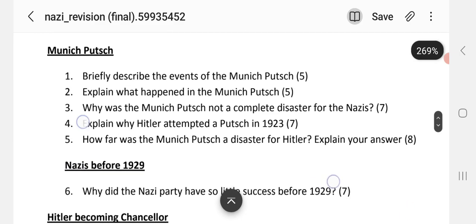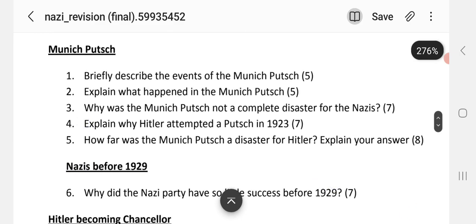So from section 2, which is all of Hitler, we've got a few questions on the Munich Putsch. Briefly describe the events of the Munich Putsch, 5 marks. Explain what happened in the Munich Putsch, 5 marks. Why was the Munich Putsch not a complete disaster for the Nazis, 7 marks. Explain why Hitler attempted a putsch in 1923, 7 marks. How far was the Munich Putsch a disaster for Hitler? Explain your answer, 8 marks.